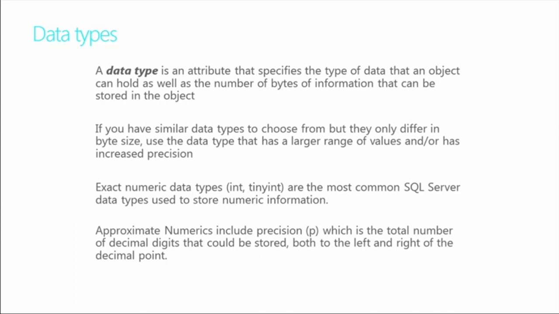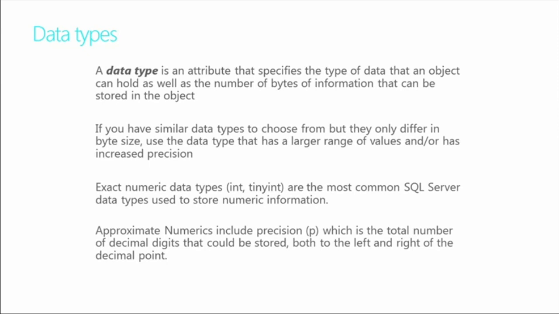The idea is to use the data type that has a larger range of values, just to make sure that you have a better chance of increased precision, and that you don't have an overflow error by not having a data type large enough to store the content. Some exact numeric data types are int and tinyint, and these are probably the most commonly used data types because they're storing numeric information. And then we have approximate numeric types.